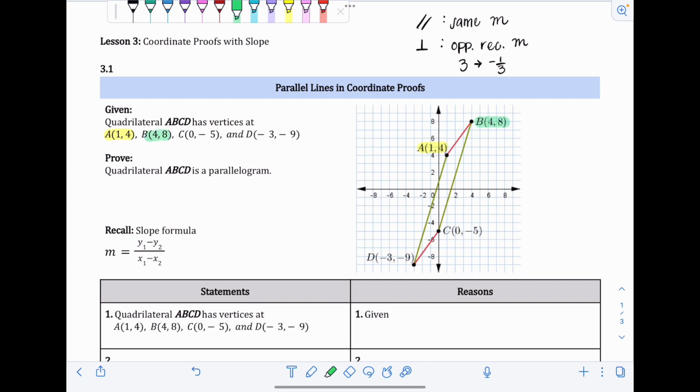Okay, so 3.1, given that quadrilateral ABCD has vertices at A (1, 4), which is right here, B (4, 8), which is right here, C (0, -5) right here, and then D (-3, -9) right here. We want to prove that quadrilateral ABCD is a parallelogram.